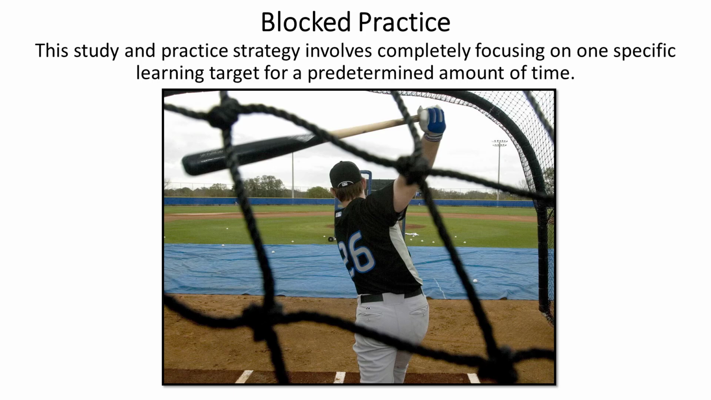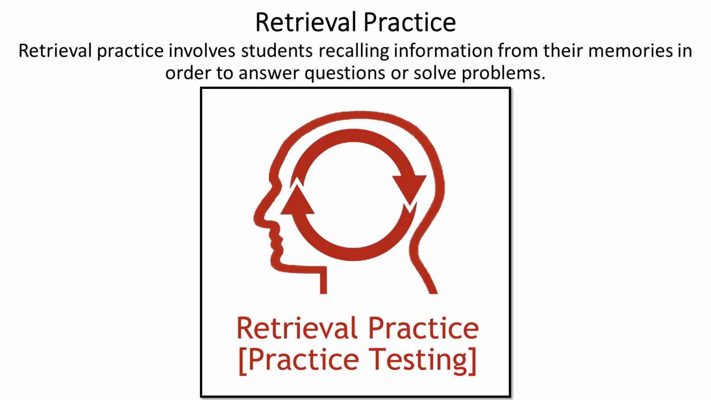For example, baseball players who practice hitting pitches in a blocked format performed worse than those who practice hitting pitches in a varied format. Now that we've covered several ineffective strategies, let's go over what works. Retrieval practice requires students to recall information from their memories in order to either answer questions, solve problems, or even simply reflect on a topic.